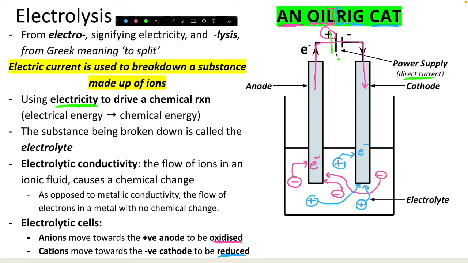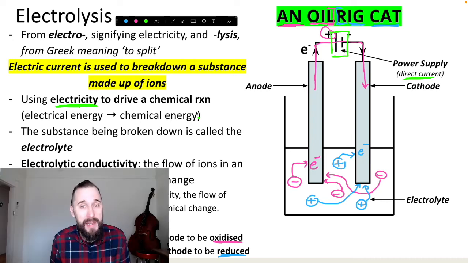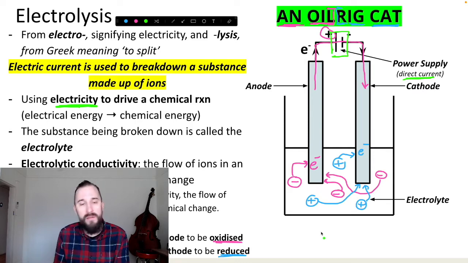The longer line on the positive side, the smaller line on the negative side. You can remember that by, if you've got the longer one, you've got to snap it in half to make a positive sign, whereas the smaller one, just the negative sign, if that helps you remember. Brilliant. So using electricity, our power supply, to drive this chemical reaction, because without the electricity there, our electrolyte is just going to remain down here unchanged.